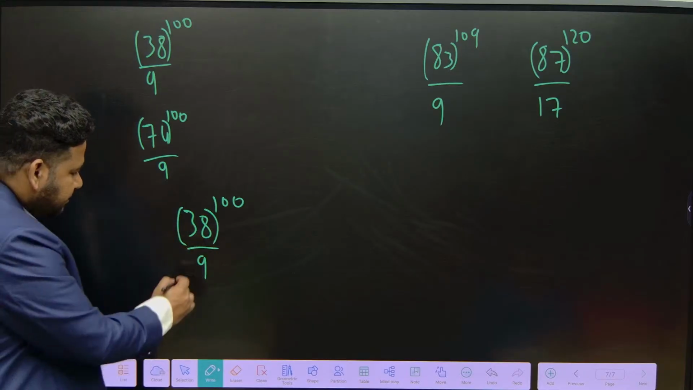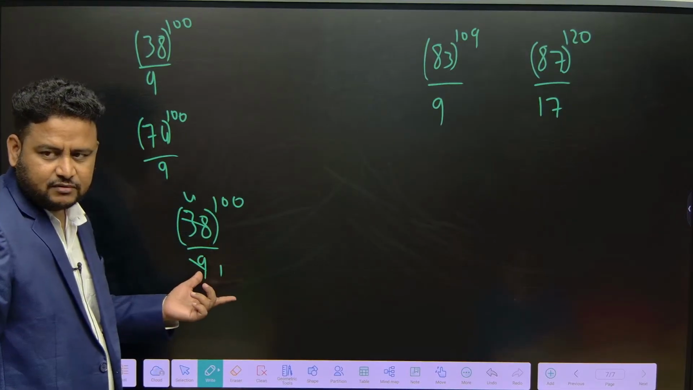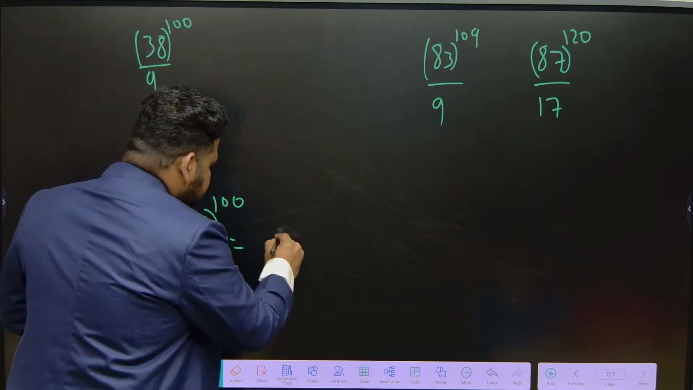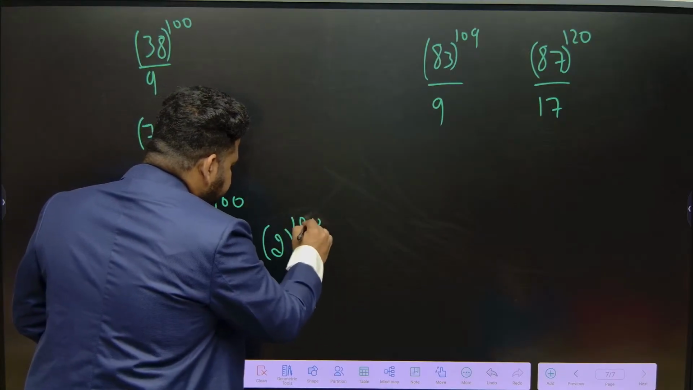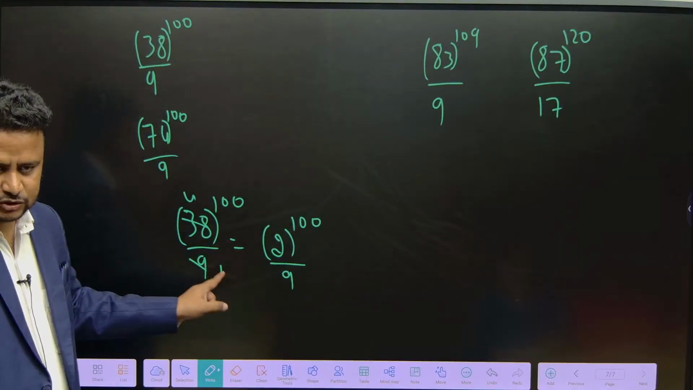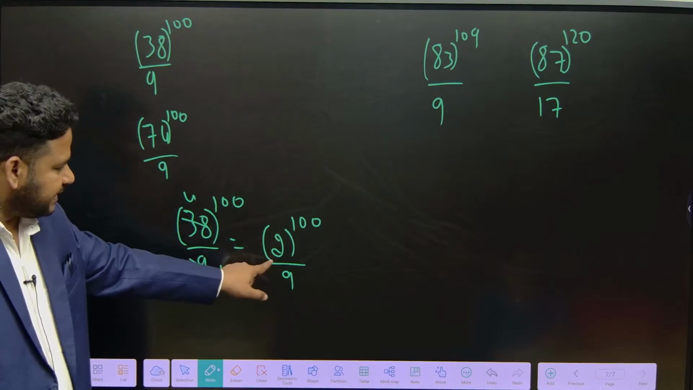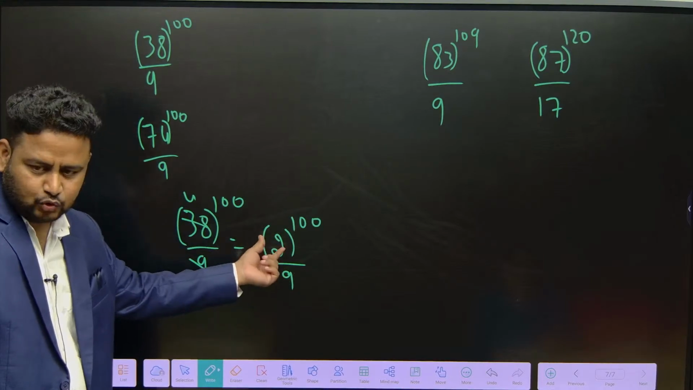So what I can do here: 9 fours are 36, so what is the remainder that we have? 2. So this can be written as 2 to the power of 100 divided by 9. But again this cannot be written in the form of 9 plus or minus 1; 2 cannot be written in that form.